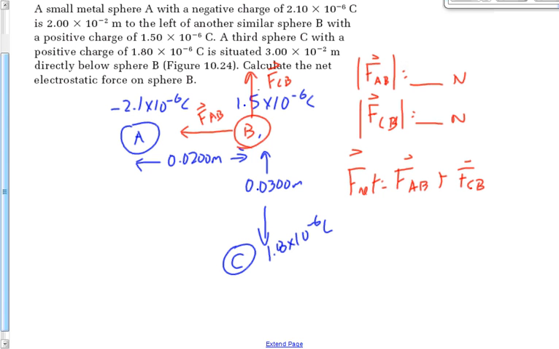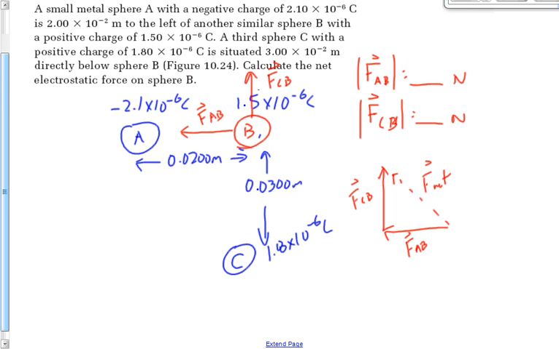We're going to add up the forces like this. Here's FAB, whatever its value is. Here's FCB, whatever its value is. And we're going to find the value of the net force acting on charge B right there. We can find that by the Pythagorean theorem, and then we can find the angle by the inverse tan function. This is just physics 20, right?